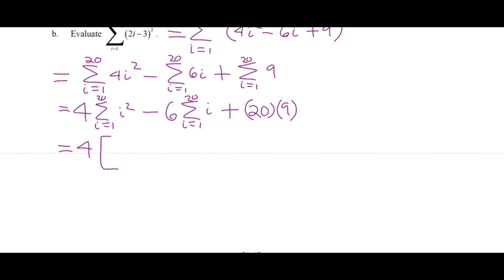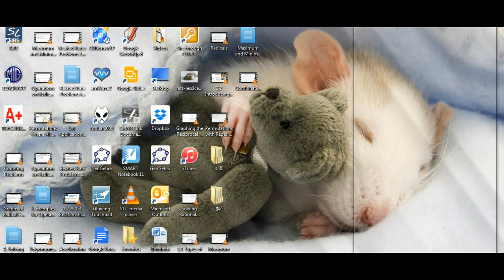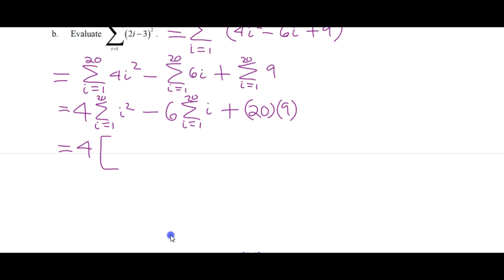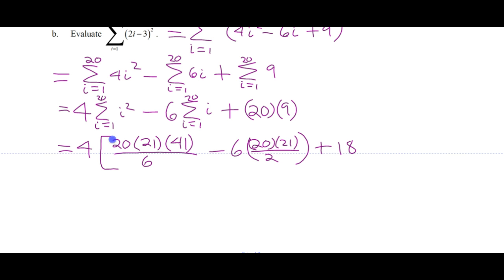Okay, so 4 times, what's the formula for i squared? It's n times n plus 1 times 2n plus 1 over 6. What's our n? So we've got 20 times 21 times 41 over 6, minus 6 times 20 times 21 over 2, plus 180.